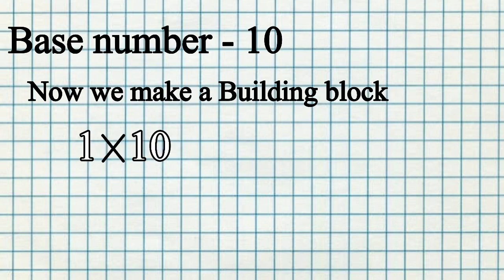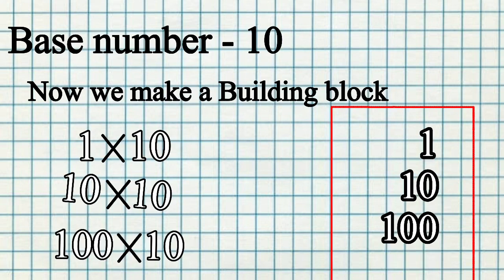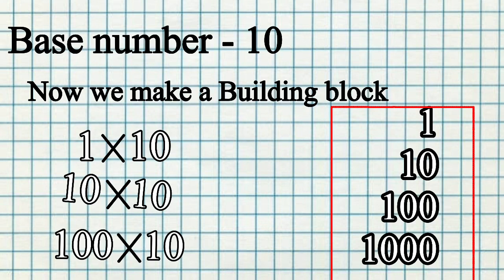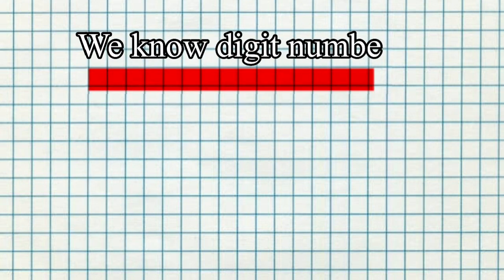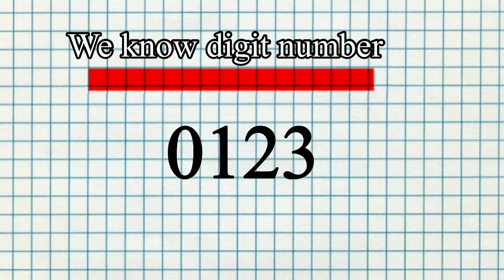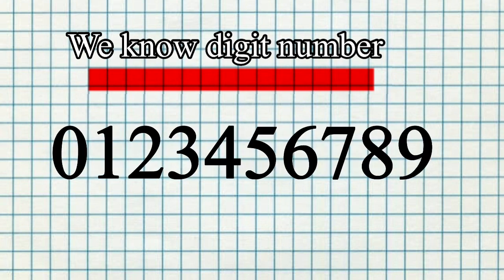Now we will make a building block of 10. If you multiply 1 by 10, it becomes 10, and if you multiply 10 by 10, it becomes 100. Similarly, if 100 is multiplied by 10, it becomes 1000. We have already learned the digit numbers 1, 2, 3, 4, 5, 6, 7, 8, 9.